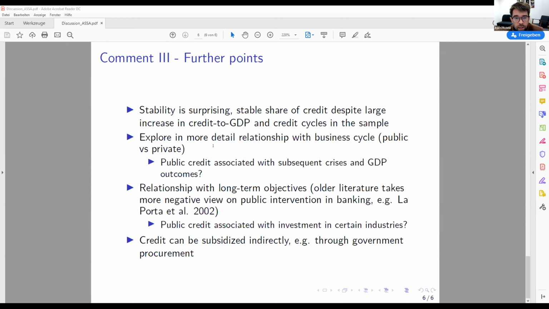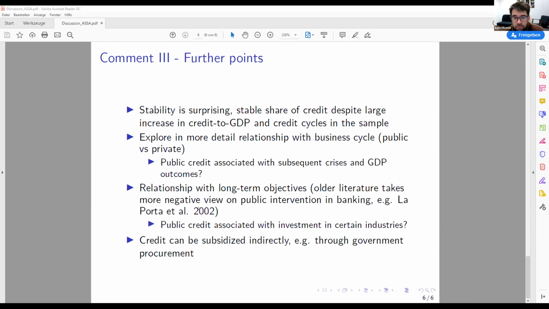And then one concern I had, because when I first read the paper, I was reminded of this older literature, the La Porta et al. papers on state ownership of banks. It would be good to understand how exactly you relate to this literature, because they had a quite negative view of public lending or government ownership of banks. So it would be interesting whether maybe you can reassess their findings for more advanced economies. Maybe the problems are not the same in your set of countries. So that would be interesting.